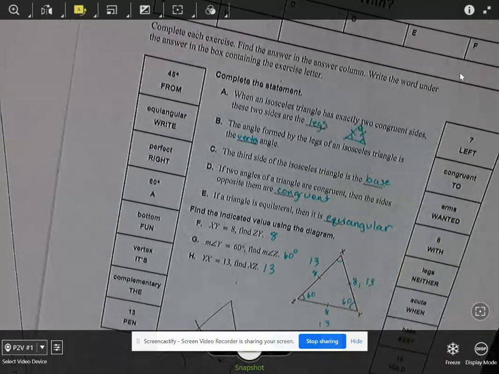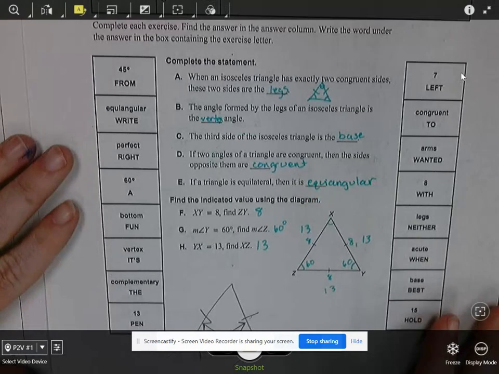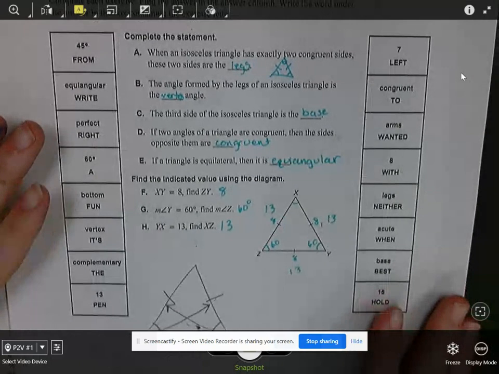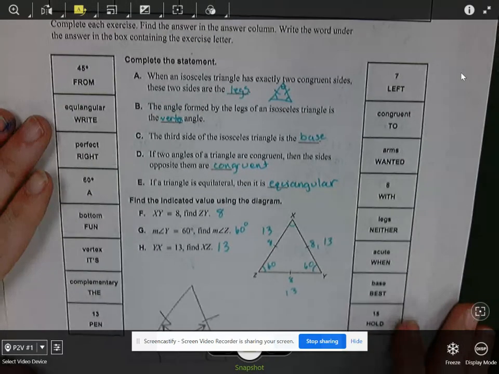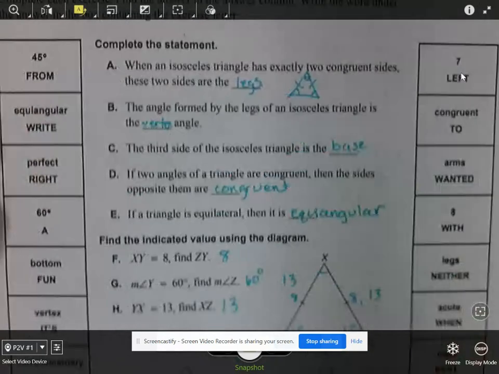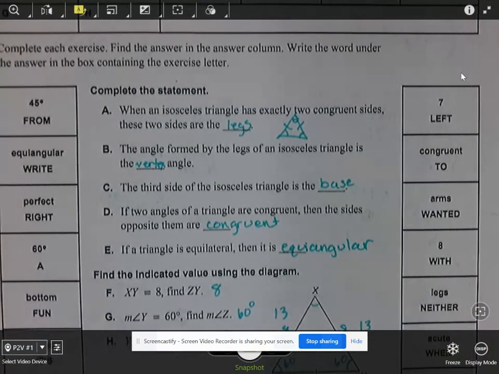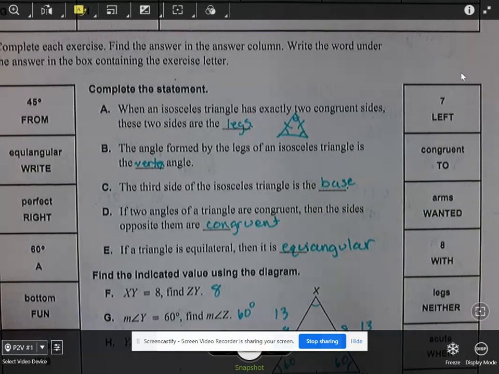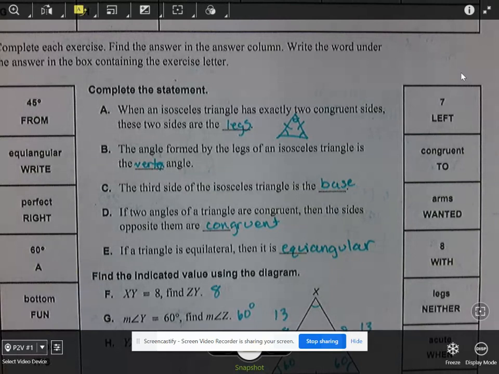Alright, so if I can have your attention, please. You need to be paying attention and making sure you have the correct answers on your paper, so that when you do the assignment today, you will have correct answers from your notes and your worksheet to go off of.